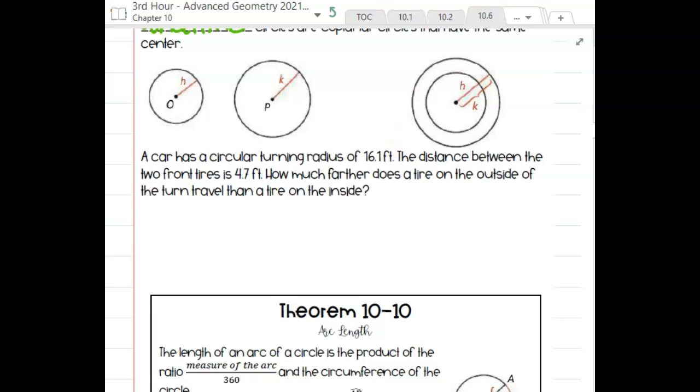Anyway, you have one word problem, and it's going to be really similar to this. This car has a circular turning radius of 16.1 feet. The distance between the two front tires is 4.7 feet. How much farther does the tire on the outside of the turn travel than the tire on the inside? To paint a picture, you've got a car and you're seeing how tight you can turn it. You can't just completely turn the wheel, because it won't go in a perfect circle.